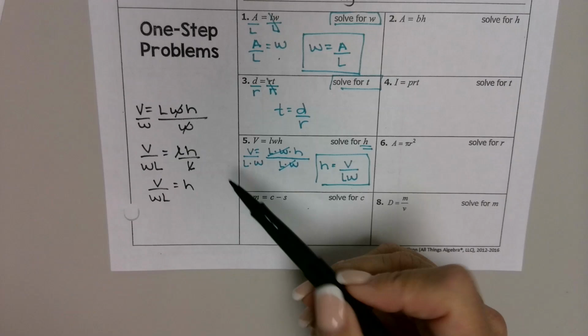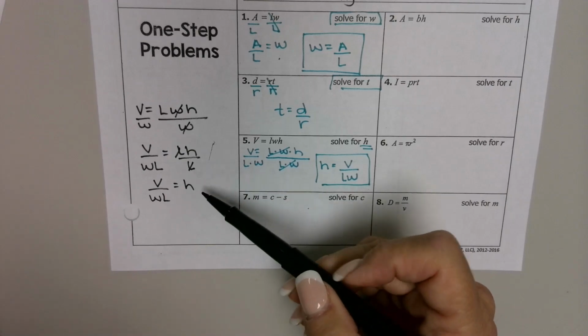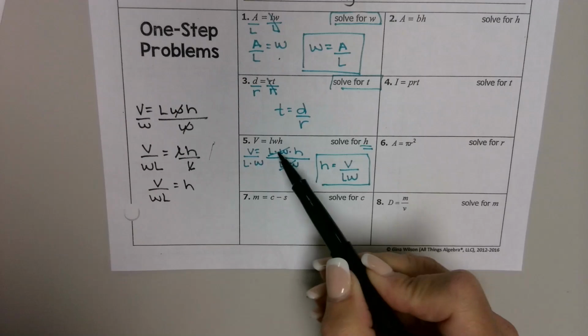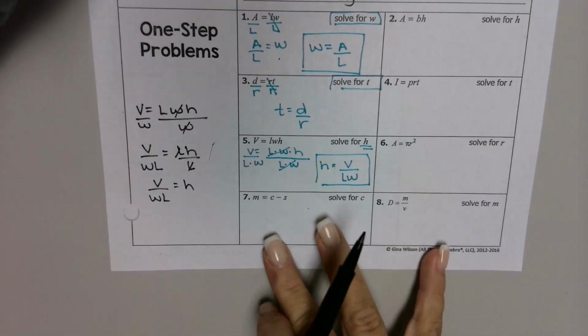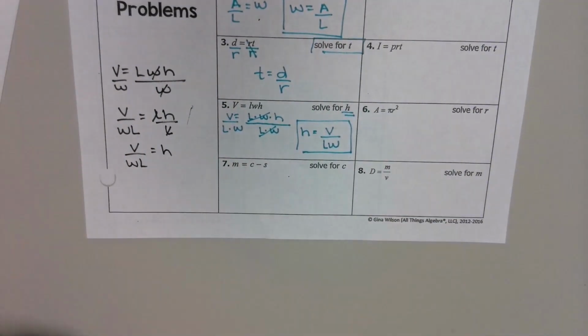So I end up with the same answer. So you can do this in multiple steps if you want to, or if you see, hey, these are multiplied together, I'm just going to divide by that. Okay? All right, I'm going to go over here and do number 6 because number 6 is tricky.